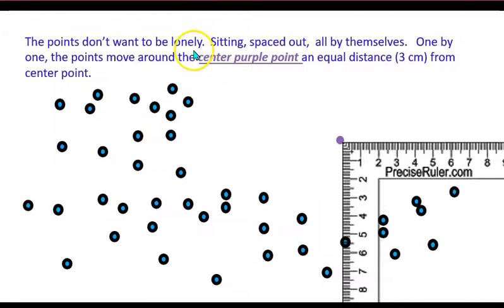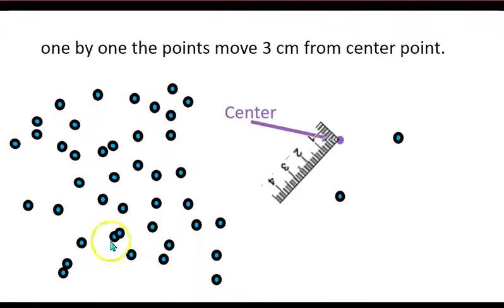So instead of being spaced all out by themselves one by one, we're going to have those points move around the center. But they have to move in a certain location. They have to move an equal distance away from the center. So in this case, I'm moving it 3 centimeters away. I'm moving that point 3 centimeters. I'm going to continue one by one, moving all of these points 3 centimeters away from the center.